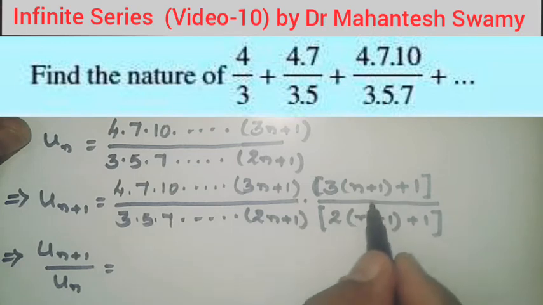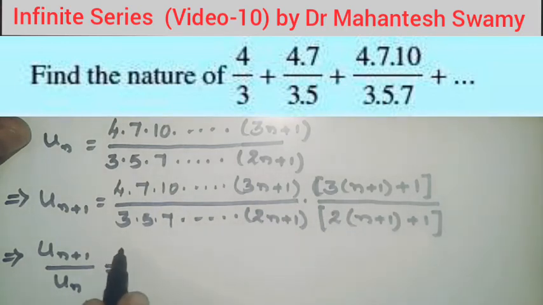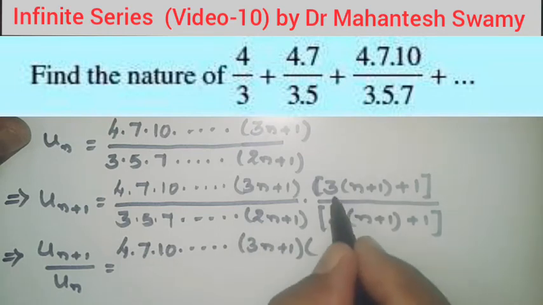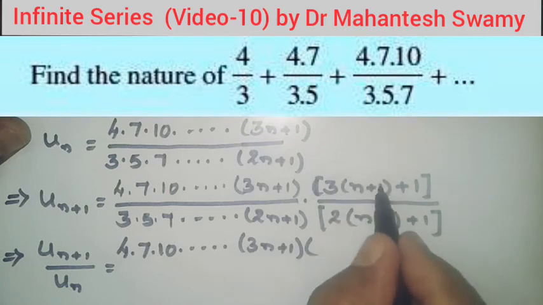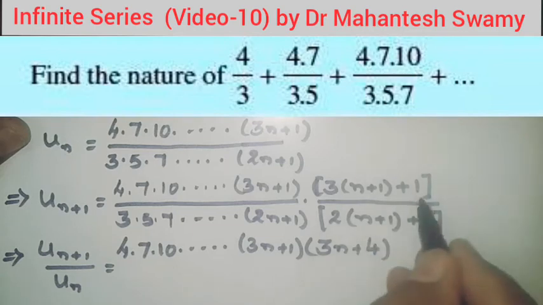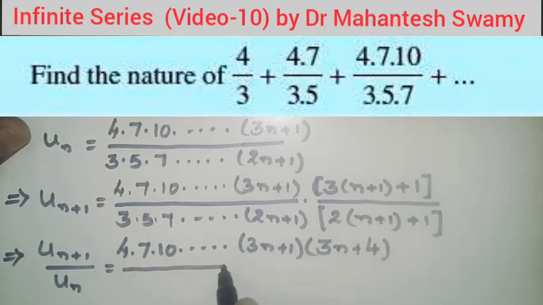So first we are advised to write this term as it is. Sorry, that is n plus 1th term as it is. That is 4 into 7 into 10 into dot dot dot into 3n plus 1 into, let us simplify this, 3n plus 3 plus 1. So it is 3n plus 4. The simplified form. In the numerator we have written the last factor also together with the earlier factors.